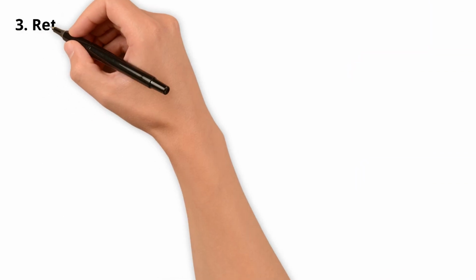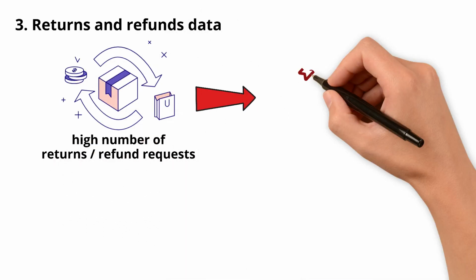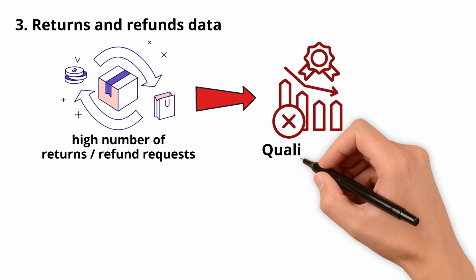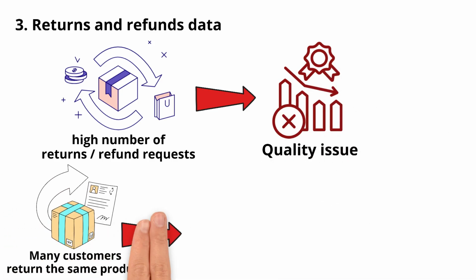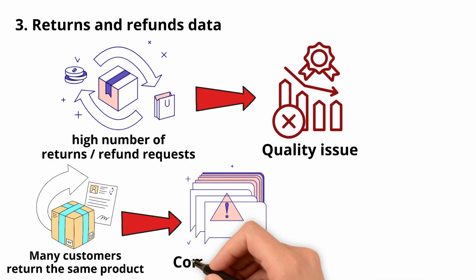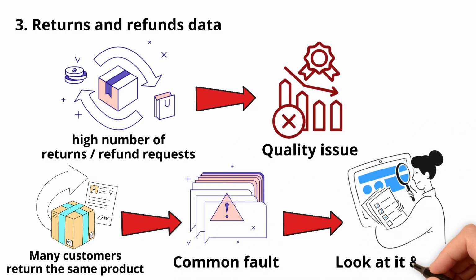Number 3. Returns and refunds data. A high number of return or refund requests can indicate a quality issue. For example, if many customers return the same product, it suggests that there is a common fault and businesses need to look at that fault and fix it.